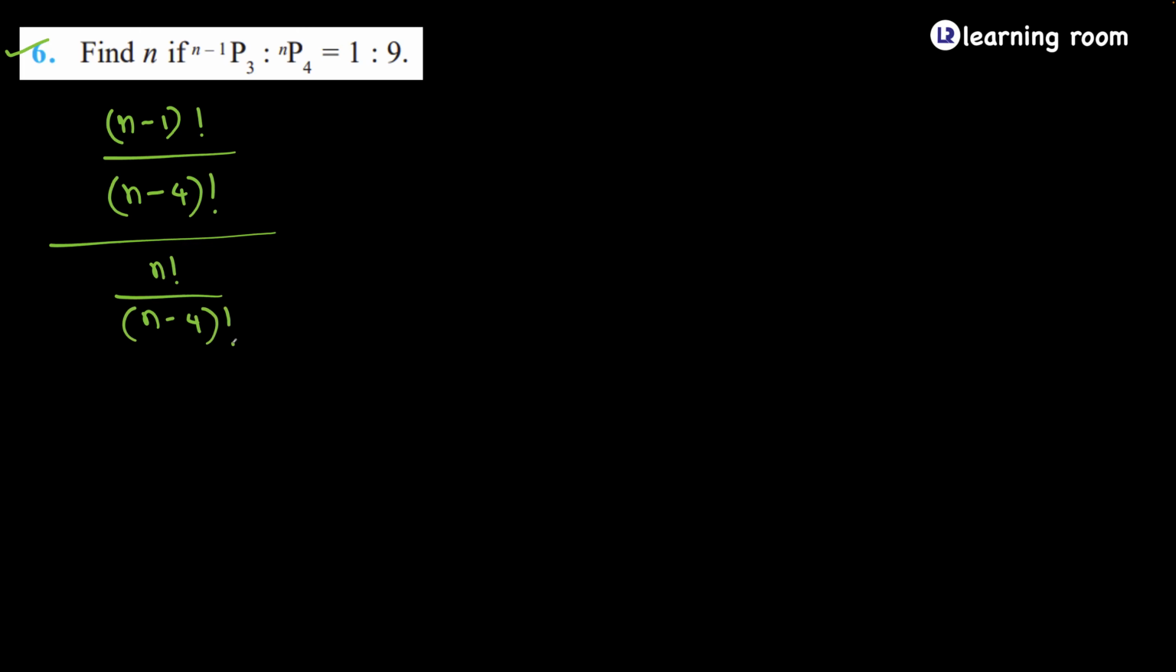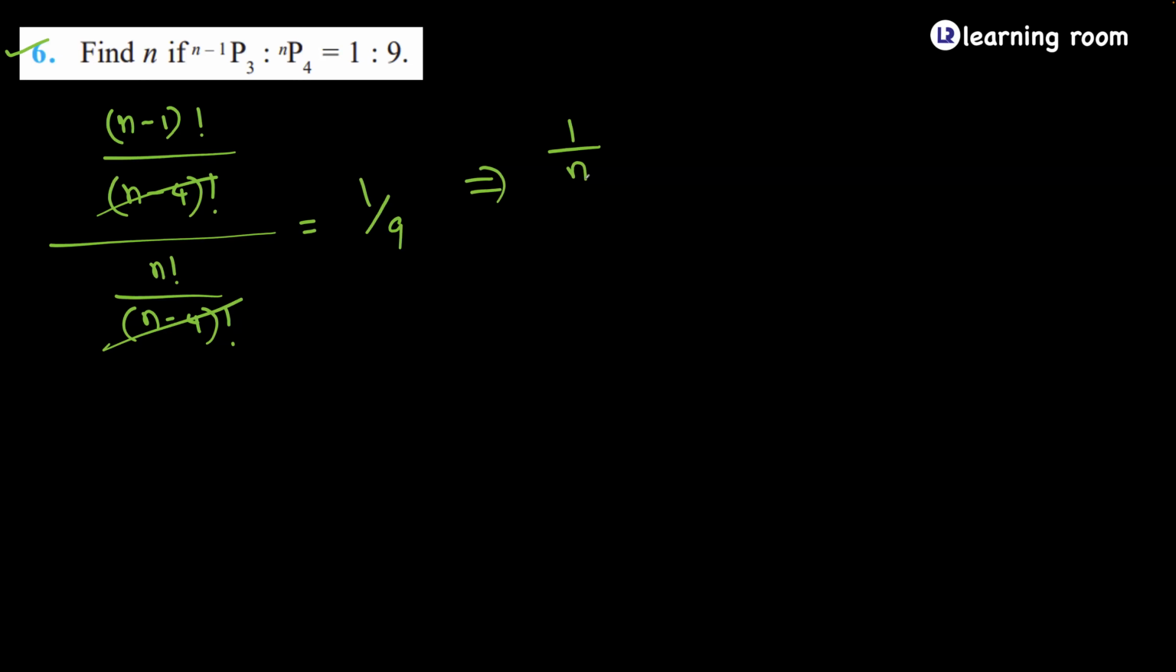Okay. See, find the value of n if (n minus 1)P3 is to nP4 as 2 is to... equal to 1/9. So n minus 1 factorial divided by n minus 4 factorial, the whole divided by n factorial divided by n minus 4 factorial, is equal to 1/9. So n minus 4 factorial will get cancelled. n minus 1 factorial by n factorial is 1/n.